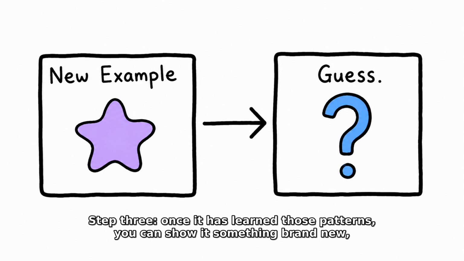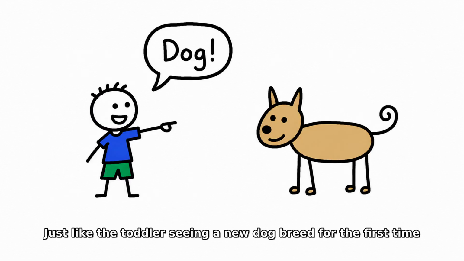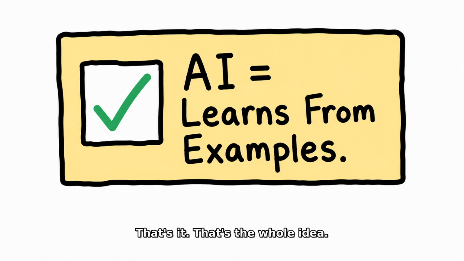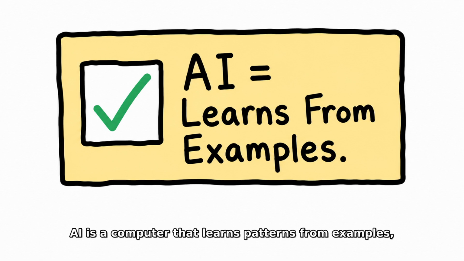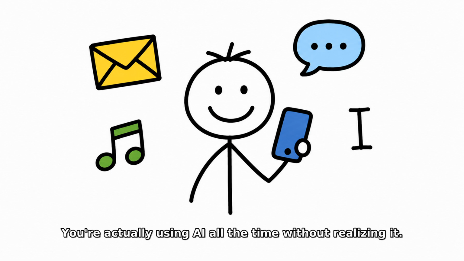Step 3. Once it has learned those patterns, you can show it something brand new, and it makes a guess based on what it learned. Just like the toddler seeing a new dog breed for the first time and still knowing it's a dog. That's it. That's the whole idea. AI is a computer that learns patterns from examples, then uses those patterns to make decisions about new things it hasn't seen before.